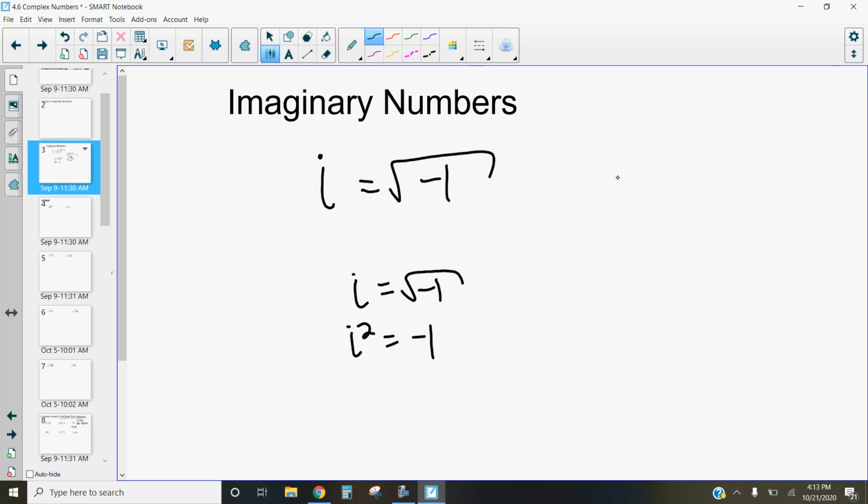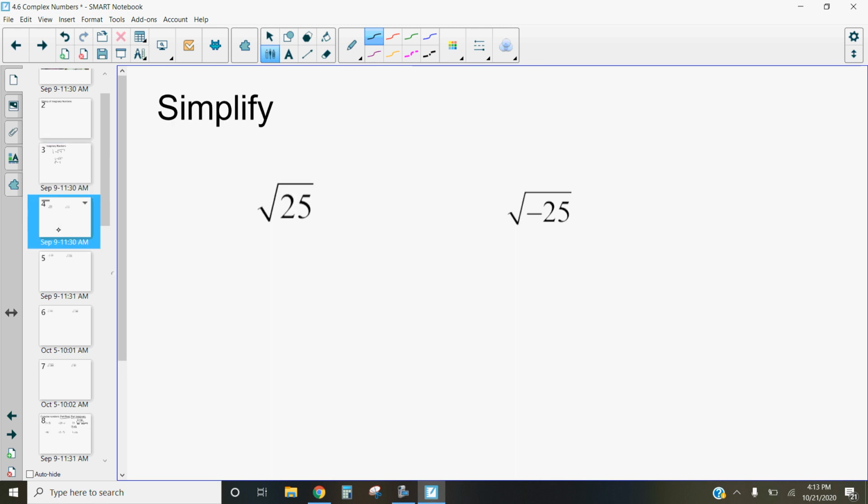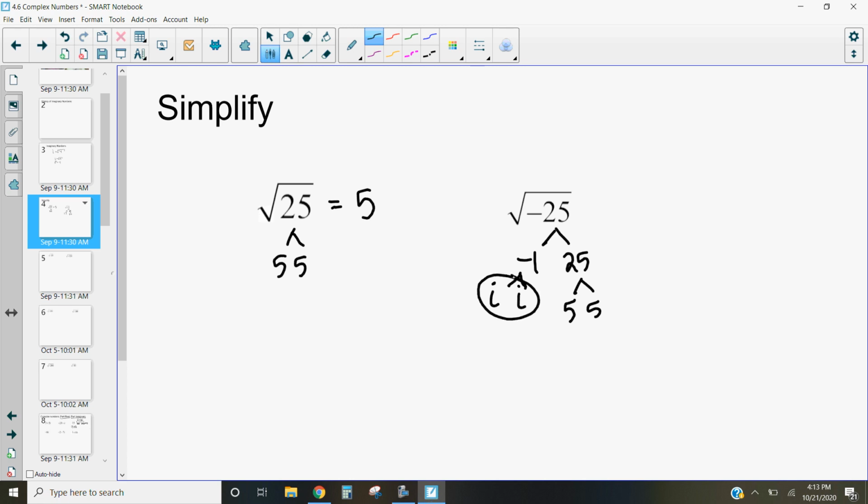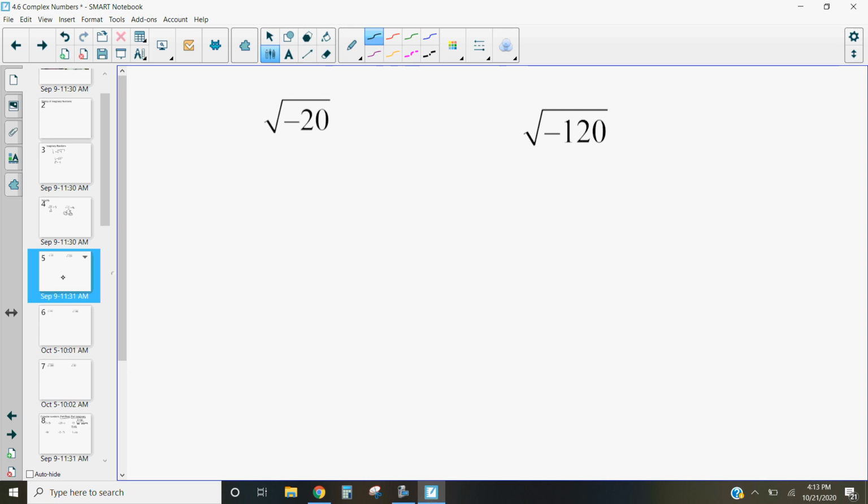So let's go ahead and simplify a couple of numbers here. The square root of 25 breaks down into 5 and 5. The way we're going to simplify this is to factor out a -1 first and then simplify our 25. So we get 5 and 5. Now -1 simplifies into imaginary times imaginary, so we can factor out an imaginary number and 5. So this becomes 5 times the imaginary number. Perfect, 5i.